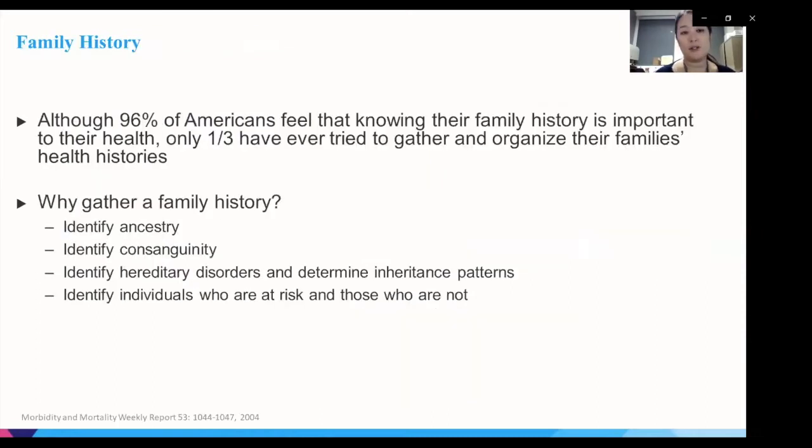So when it comes to family history, 96% of Americans, so most Americans, know that their family history is important to their health, and yet a small fraction of them have tried to gather and organize this health history. And you're asking, why is it important to gather this history? As I mentioned before, it helps us determine hereditary disorders and determine inheritance patterns, but it also helps us to identify individuals who possibly are at risk and those who are not for inheriting a possible genetic condition.